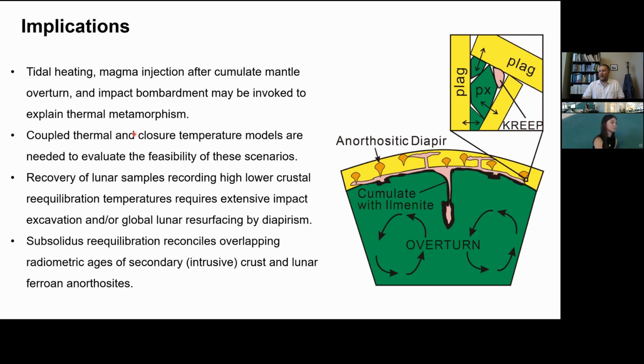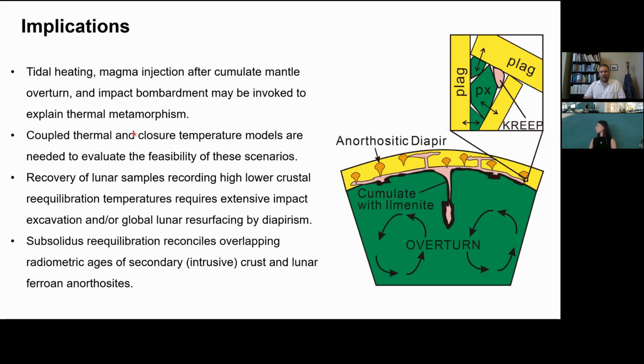And so my personal go-to is to invoke cumulate overturn as something that's potentially capable of driving this combination of processes that had to occur. You can produce the creep liquid. You might inject this creep liquid into the primary crust during the process, and then cumulate overturn would bring hot cumulates from the deep lunar interior to the crust mantle boundary that would provide that heat.